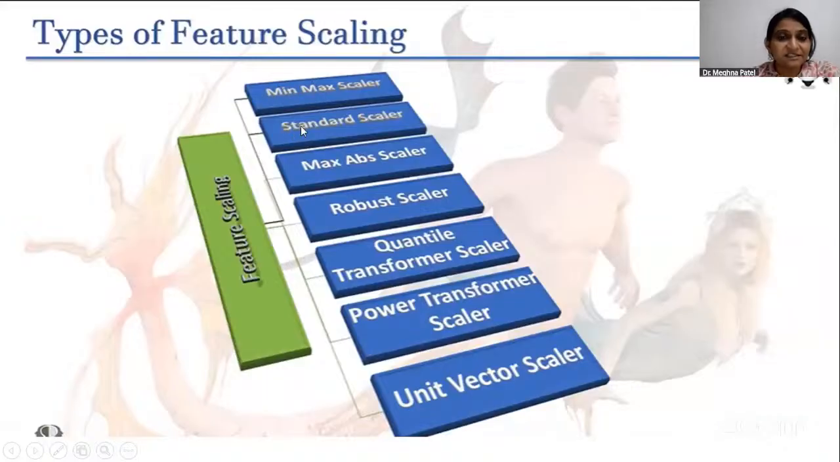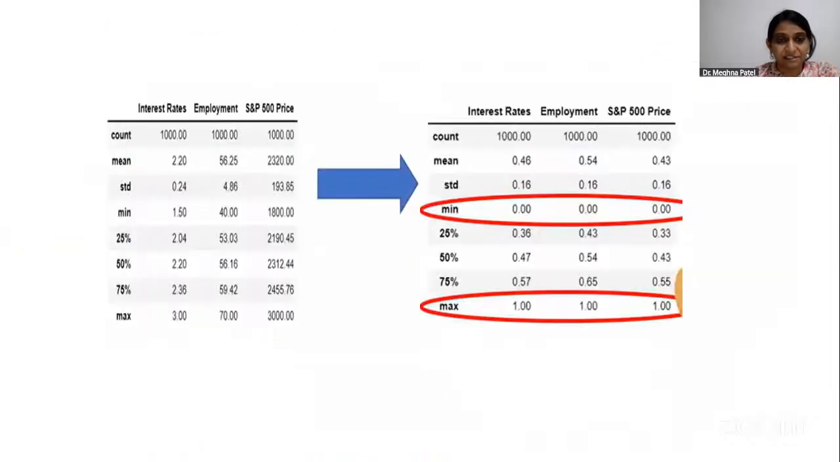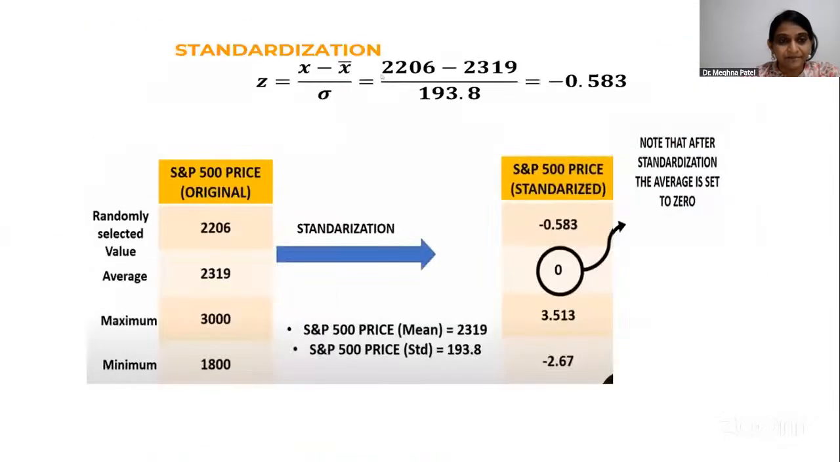And StandardScaler is there. In standard scaler, whatever the data is, it will be converted so that the mean, the average, is 0 and the standard deviation is 1. So StandardScaler is used for standardization. This is the example and the equation.